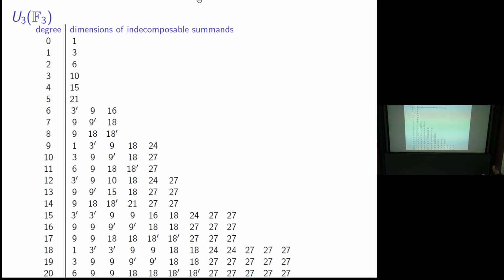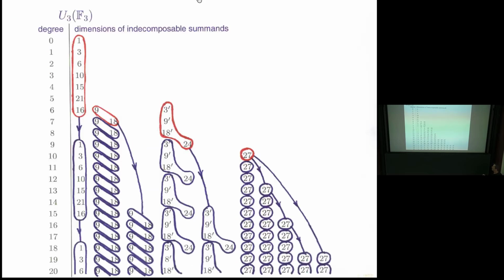Quite a lot of things are divisible by 3, as you might expect. But what's the pattern? So this is the pattern.